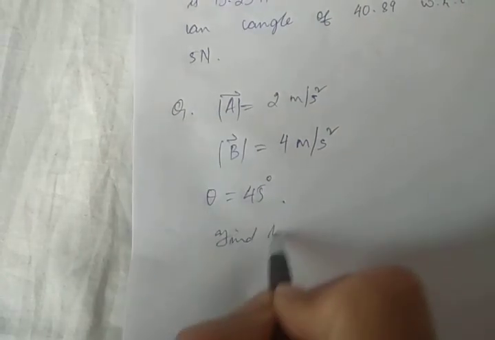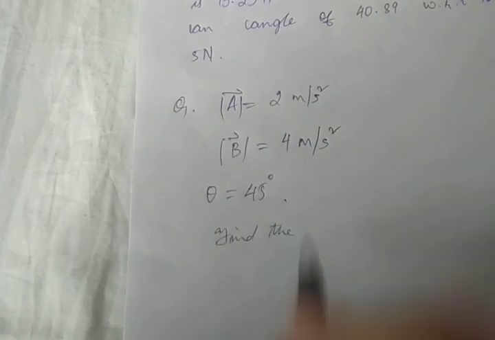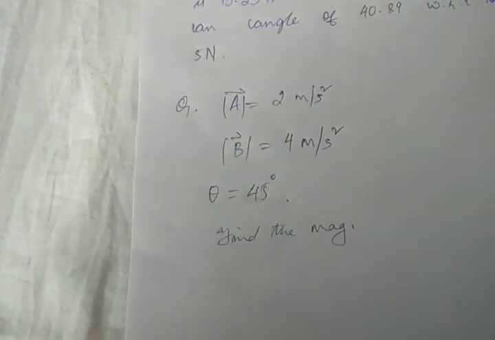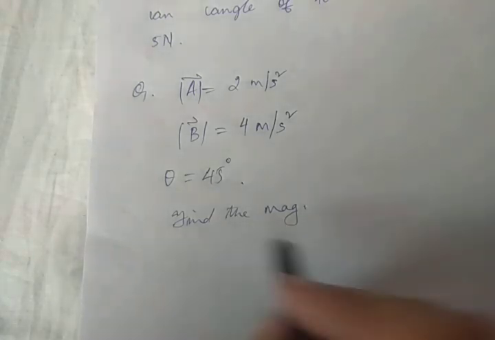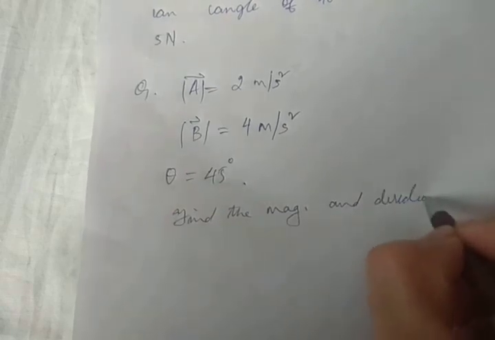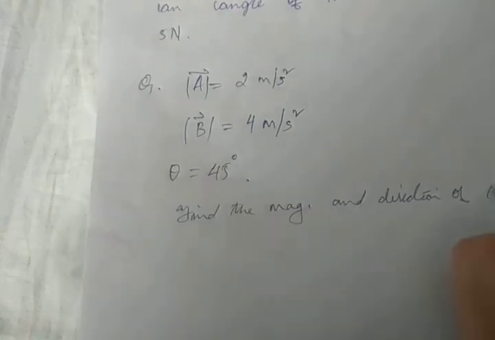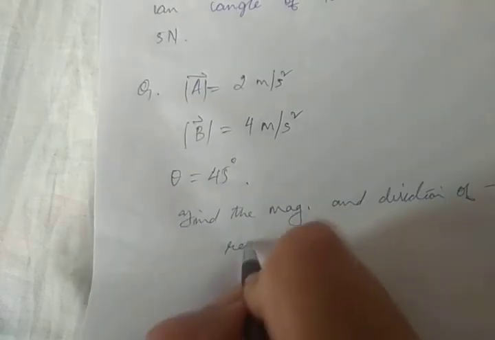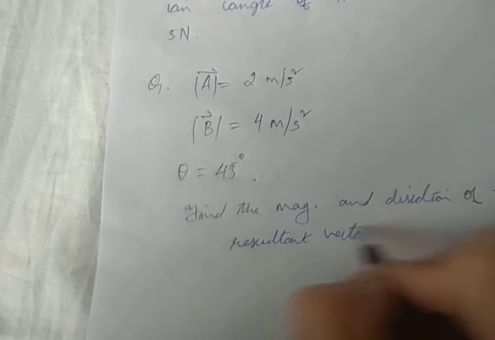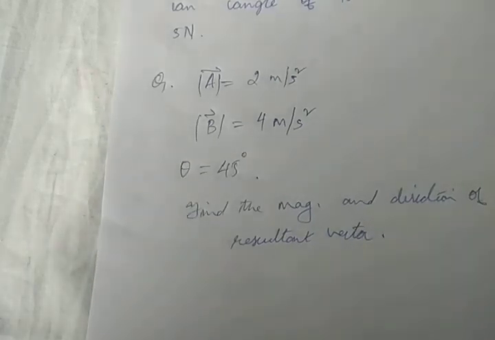The question is, find the resultant vector, meaning find the magnitude. Write magnitude in full, all of you. Find the magnitude and direction of the resultant vector. So this is your homework.